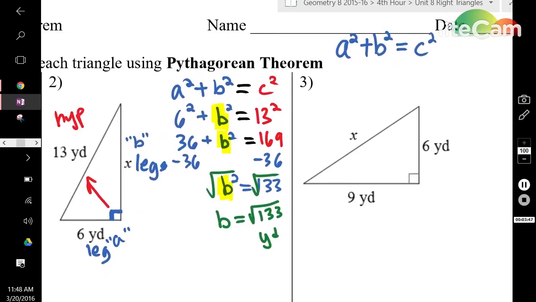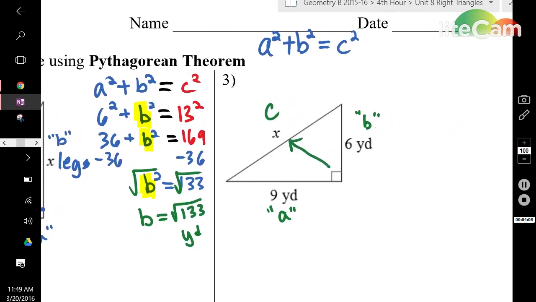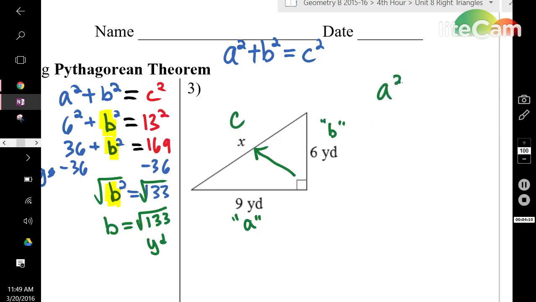Now that was solving for a leg. Number 3, this example, 9 and 6 are both the legs, and x is our hypotenuse, or c. It's across from that right angle. a and b are connected to that right angle. So when you write your equation, a squared plus b squared equals c squared, you're going to plug in 9 and 6 for your legs, and you need to solve for the hypotenuse. Now I'll highlight c here, to show you what we're solving for.